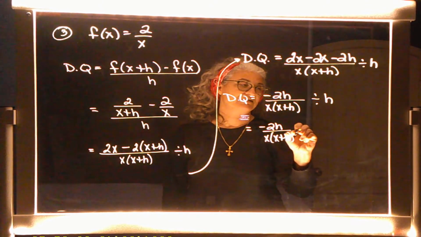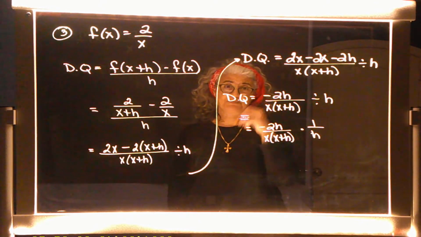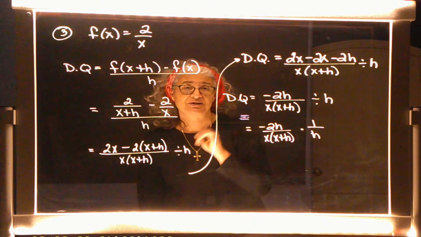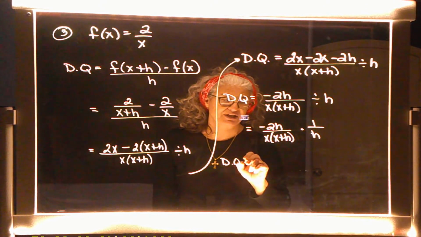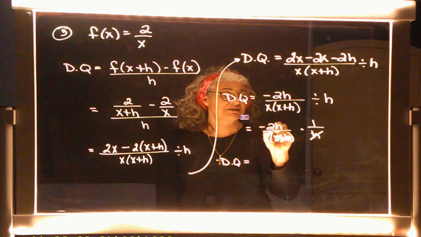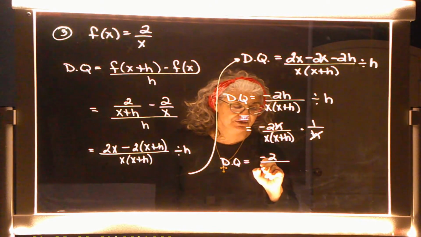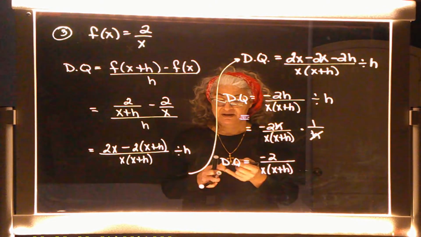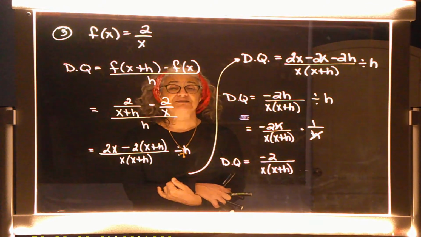And I showed that in another lecture somewhere. So if you want to go find it, be my guest. But there's a reason why we multiply by the reciprocal. I promise we didn't pull it out of the thin blue air. Okay, which means in this particular case, this h is going to cancel with that h, isn't it? Which leaves me just a negative 2 on the top and x times the quantity of x plus h on the bottom. And that's about all I can do, isn't it?